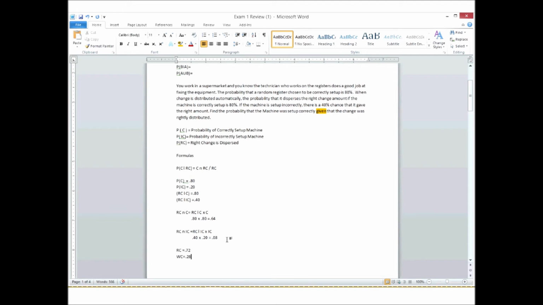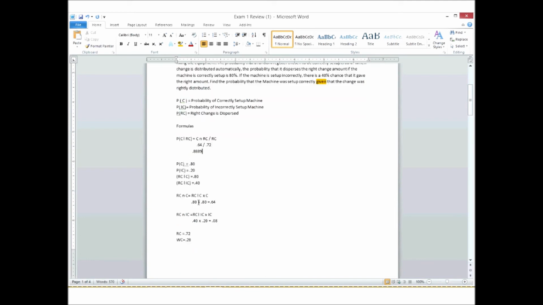Now, what comes next is that you go back and you read what the problem asked. The problem said, hey guys, what is C given RC? Well, we found the information that we needed, and it's going to be C and RC, which is also the same as RC and C, which equals 0.64 divided by 0.72. And your answer will be something along the lines of 0.8889 or 0.888 repeating.